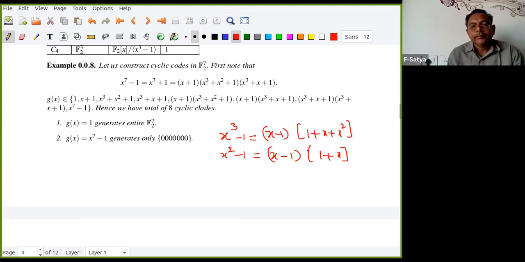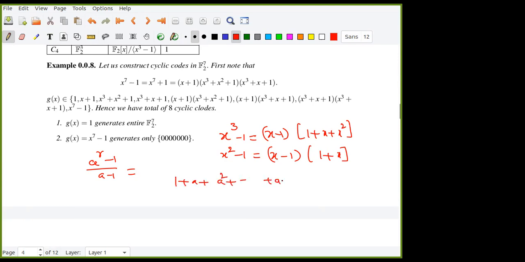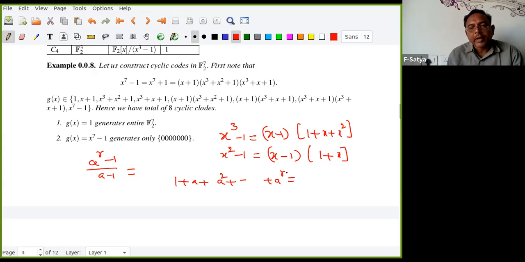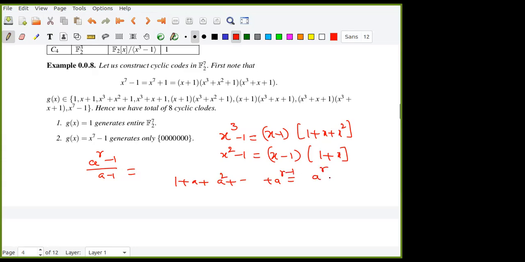Right? So actually, you know that a power r minus 1 by a minus 1. You know, right? Otherwise, if you do not have this, you know that 1 plus a plus a square up to a power r minus 1 is how much? It is a power r minus 1 upon a minus 1.